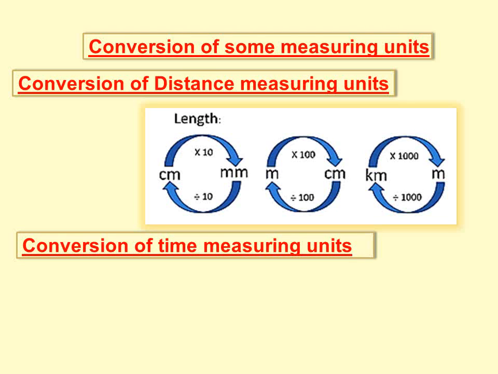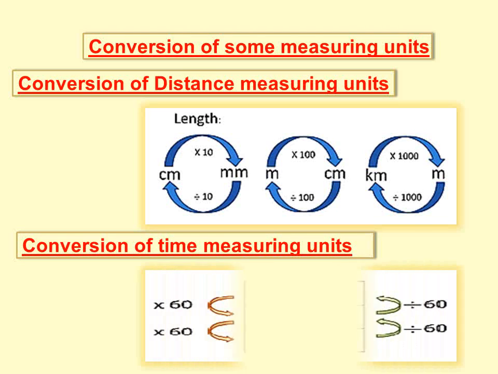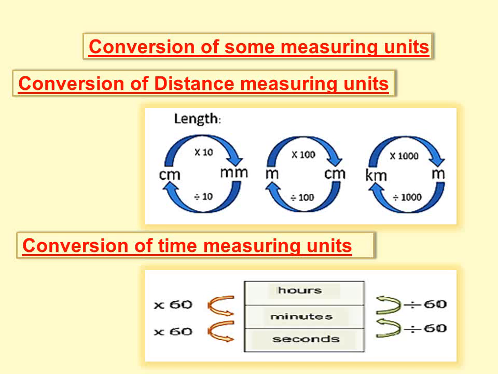The second one here, we have conversion of time measuring units. We have hour, then minute, and then second. Okay, we can change from hour to minute times 60, and from minute to second times 60. Also we can change from second to minute divided by 60, and from minute to hour divided by 60.